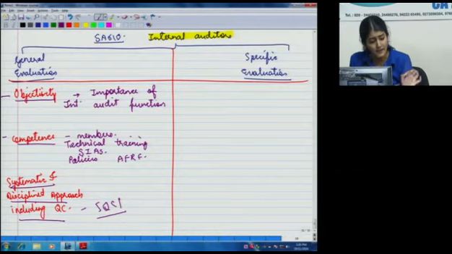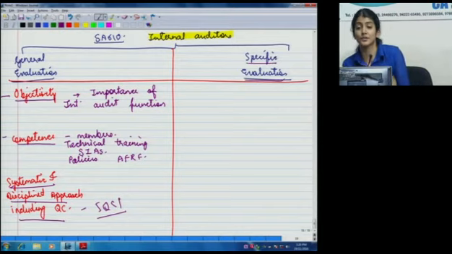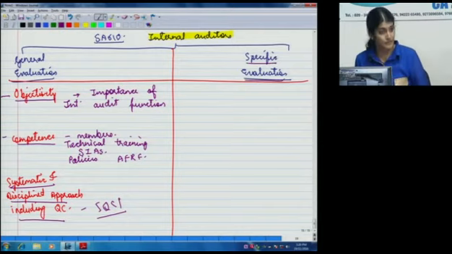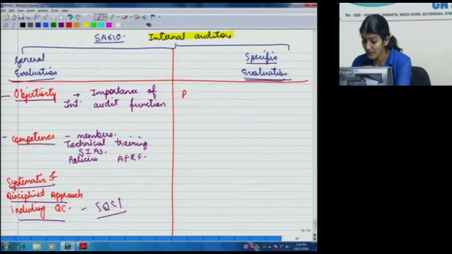Specifically, how did the internal auditor check the expenditure controls? That is the specific evaluation of the internal audit function. The first thing: whether the work of the internal auditors was properly planned, performed, supervised, reviewed and documented.